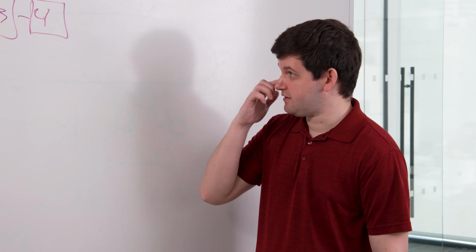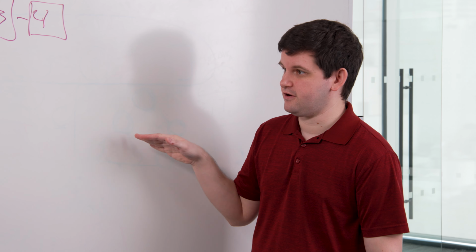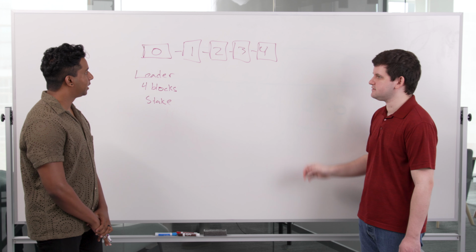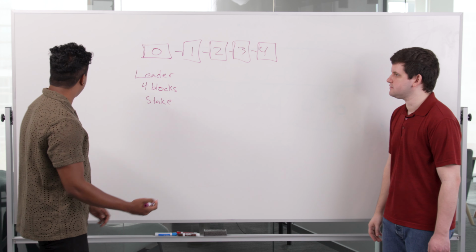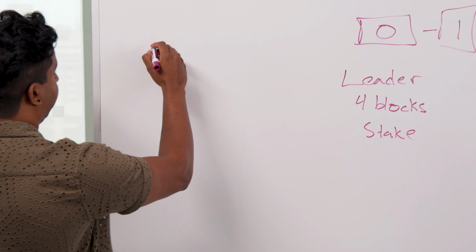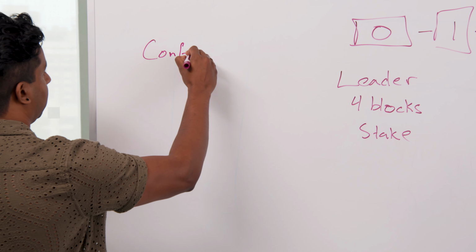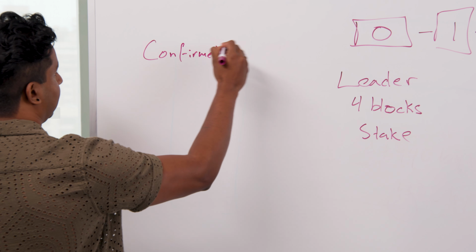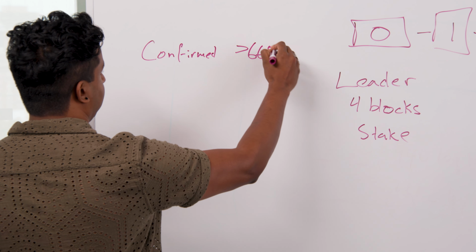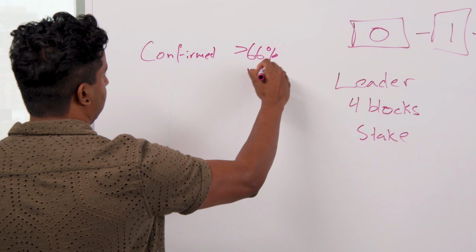Yeah. I know that there's also different commitment states of confirmed and processed. What is confirmed in this context? Yeah. So, I guess we can go through it. So, confirmed just means that greater than 66% have voted on it. Okay.